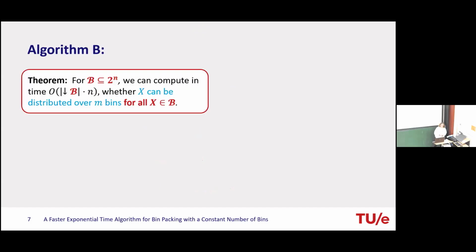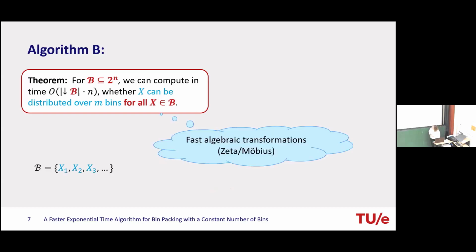Let's go to the second algorithm, algorithm B, which is a bit more complicated. For this algorithm, we're going to use the following theorem. It says that if we have B, a set of sets, so x1 is a subset of the items, x2 is a subset of the items, etc., then we can compute in time relative to the down closure of B, and that's all the subsets of a set of B, whether each x can be distributed over n bins.